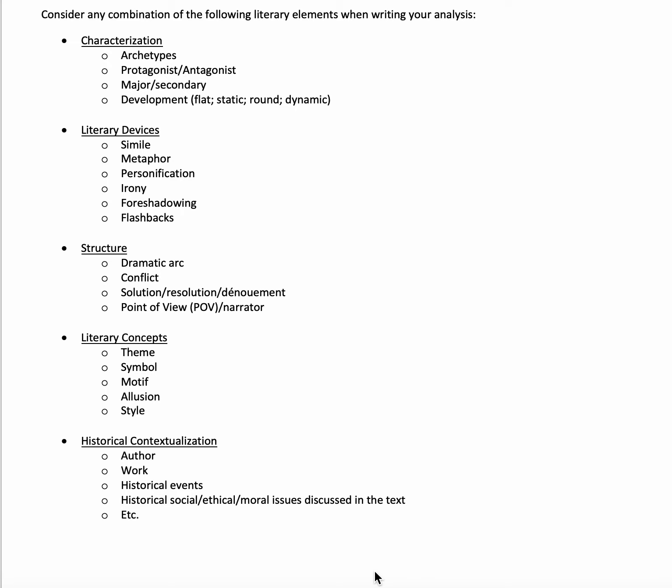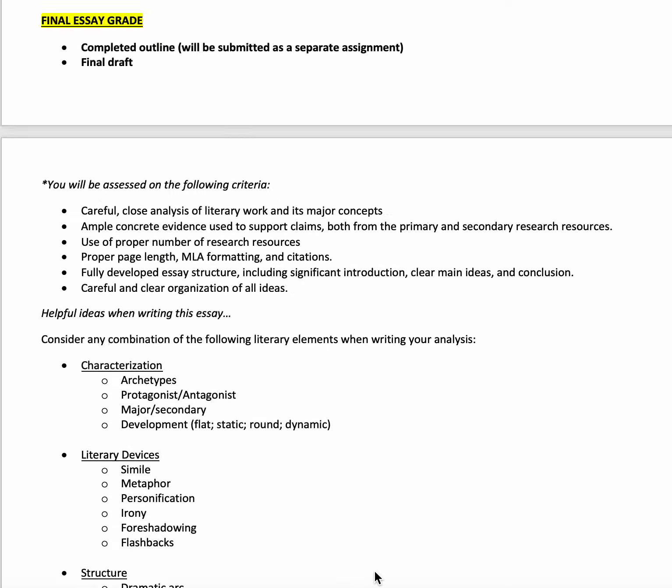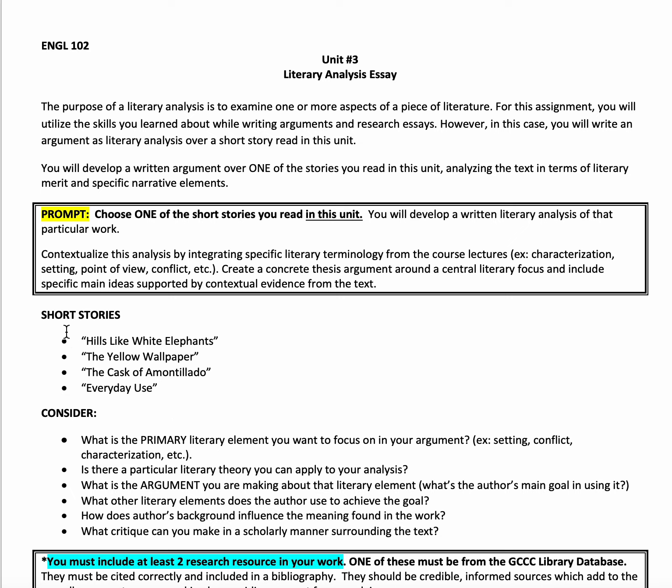And then lastly and not least, you could look at the historical context as well. So you could look at the author's background, the events surrounding that work, what were the social, ethical, or moral issues being discussed, so on and so forth. So I want you guys to choose the story that was of most interest to you and the literary element within that story that really was most interesting to you. And please let me know if you have any questions as you work, but go ahead and move on.